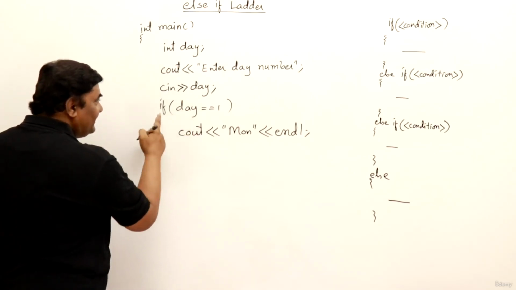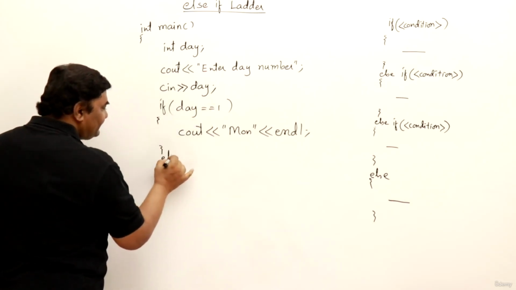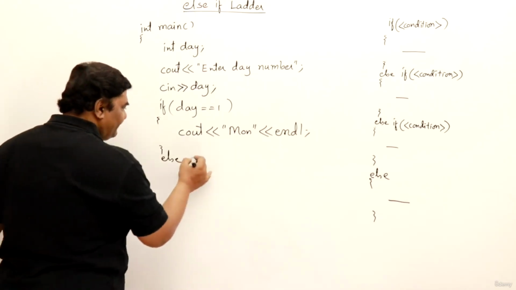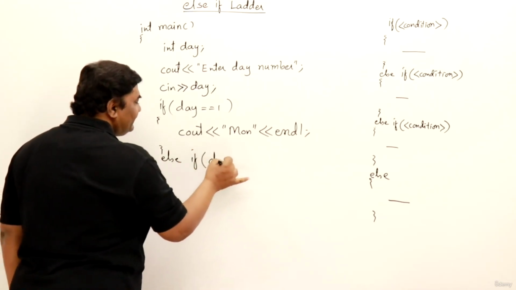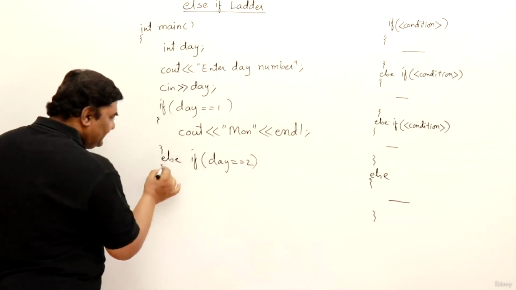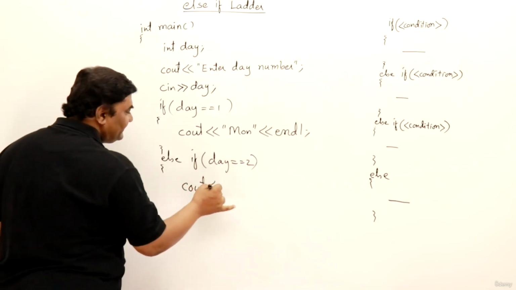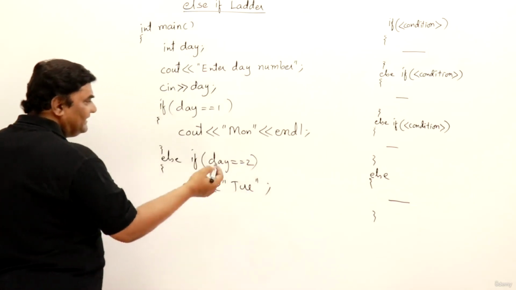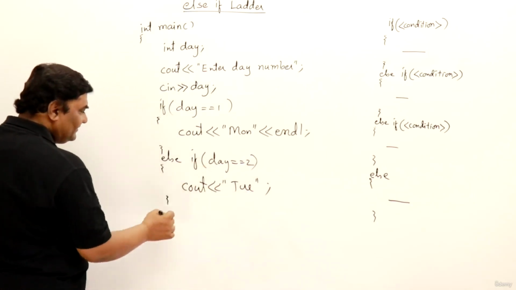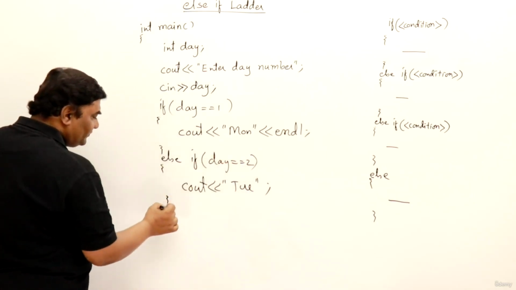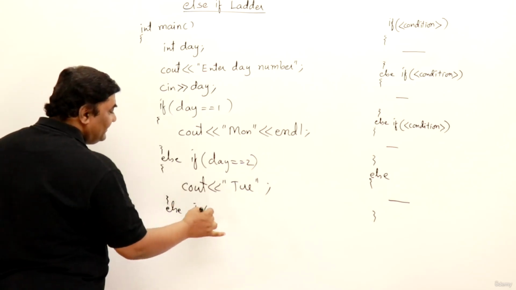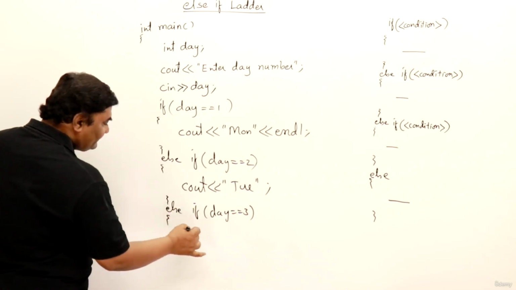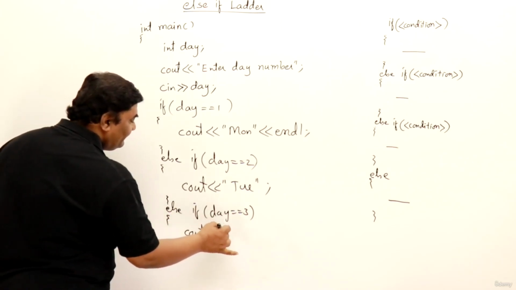Not all days. Then if day is not 1, else. Then what? Again if. If day is equal to 2, then here I will print it is Tuesday. So just I will write Tuesday. That's all. And if you want, you can write endl for a new line. Then if it is not 2 also, then else. If day is equal to 3, then here cout Wednesday.